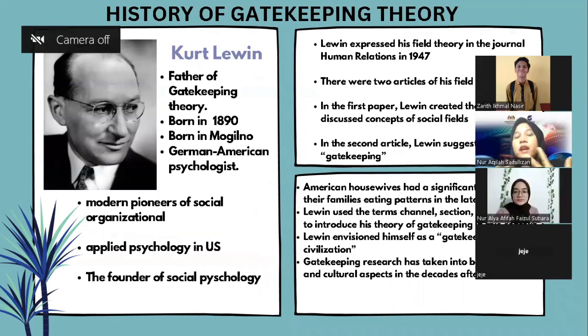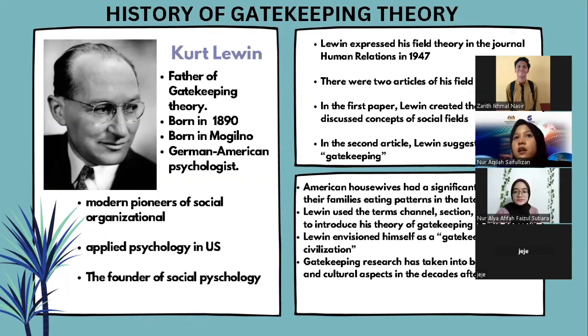Kurt Lewin was the father of gatekeeping theory. He was born in 1890 and died in 1947 at the age of 56. He was born in Mogilno, a small town where only about 5,000 people live. Kurt Lewin, also known as a German-American psychologist, is well known as one of the modern pioneers of social, organizational, and applied psychology in the United States. Lewin expressed his field theory in the Journal of Human Relations in 1947. There were two articles on his field theory.